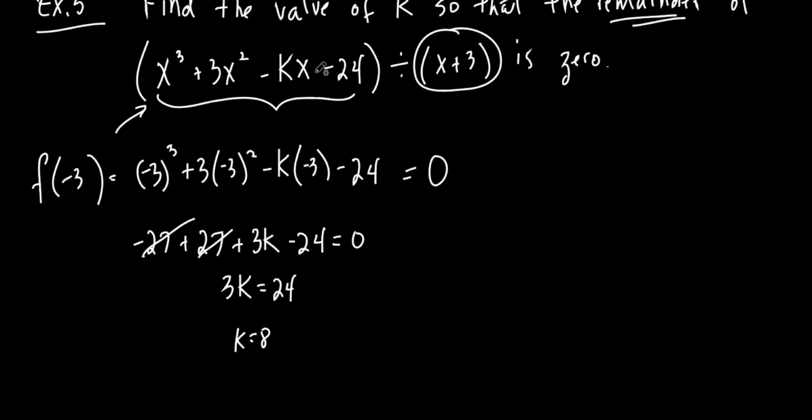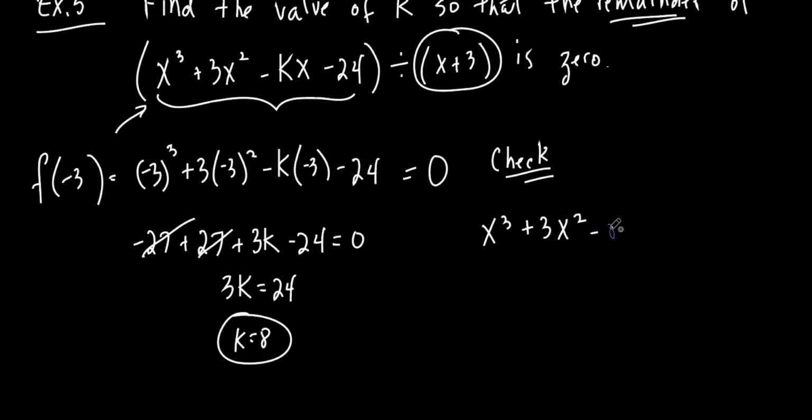So if you wanted to, you could check to see if that is correct, right? How would you do that? Well, let's write this thing with the k in there now, because we know what the k is. So let's write it: x cubed plus 3x squared minus what? Not kx, but 8x minus 24. This is just checking. You don't absolutely have to do this, but we've got time, so we might as well do it. And what are we going to do with this? We're going to divide it by x plus 3.